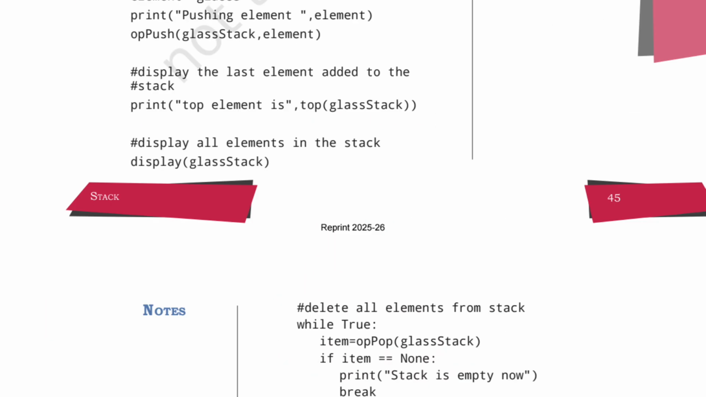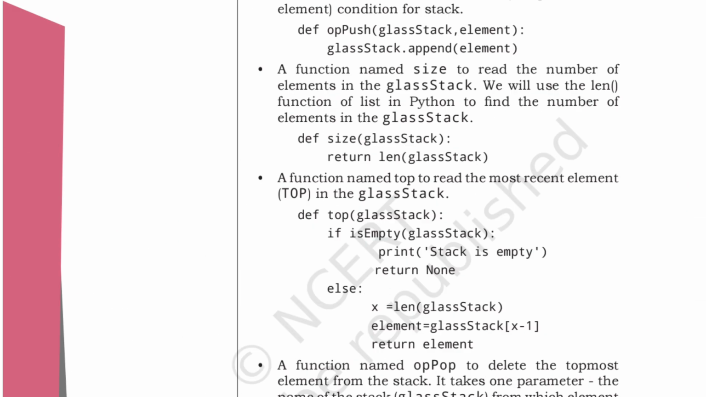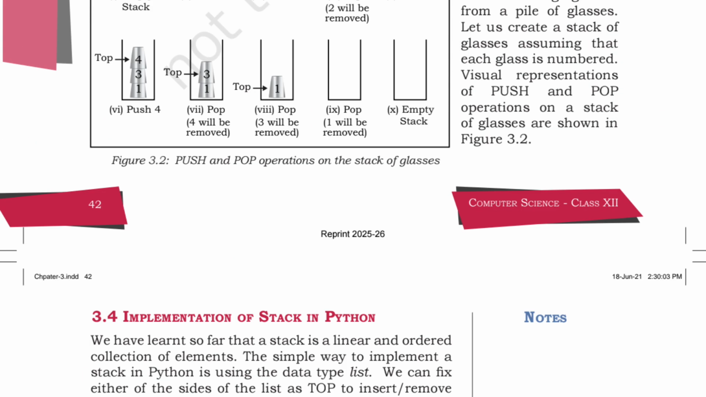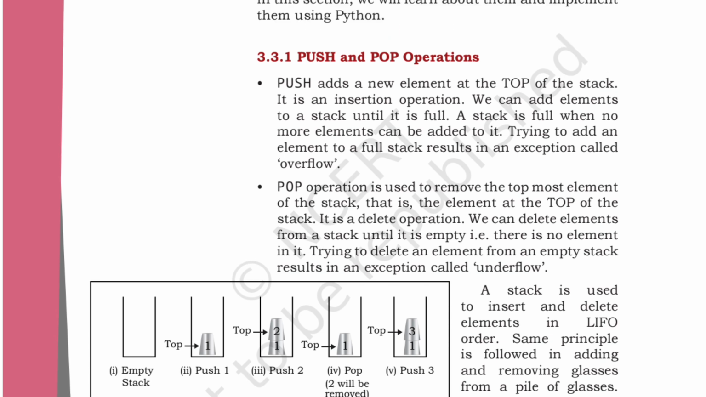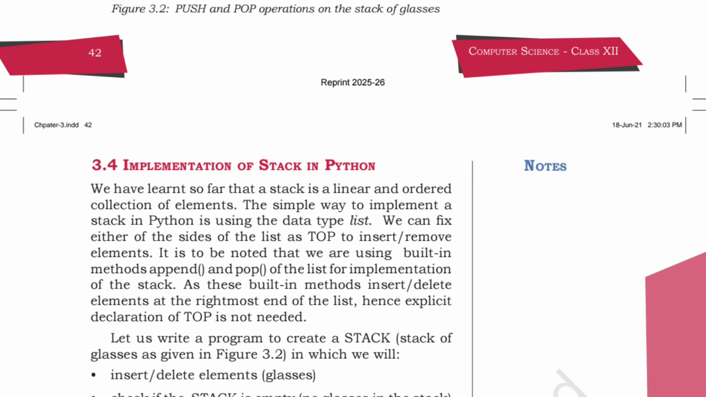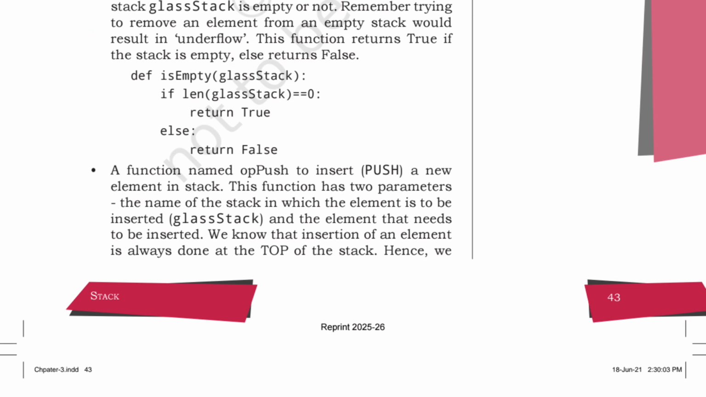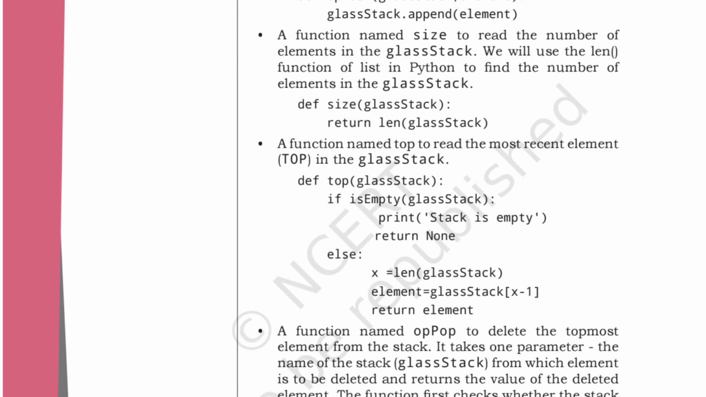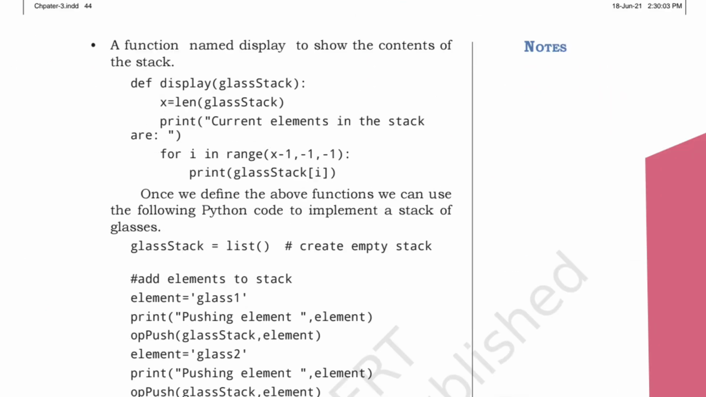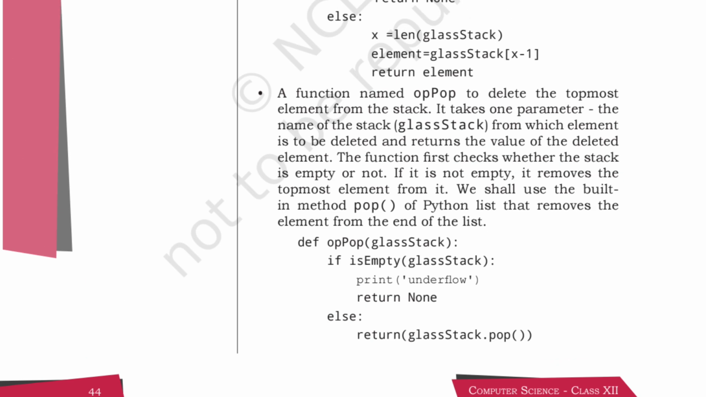Why are we using underflow? Because over here they have mentioned underflow for the pop operation. Trying to delete an element from an empty stack results in an exception called underflow. If we are deleting an element from the stack and the stack is already empty, then it will go to underflow.